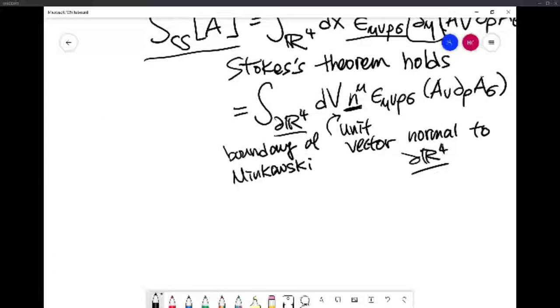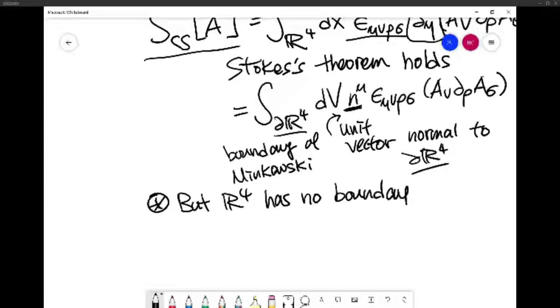Well, I mean, that's true, but let me write it down. R4 has no boundary, right? It's not even compact. It has no boundary. So, you know, the Chern-Simons action is trivial? Is that true?